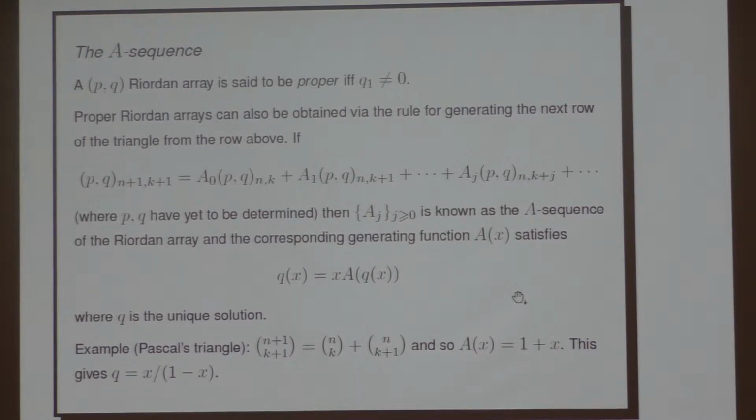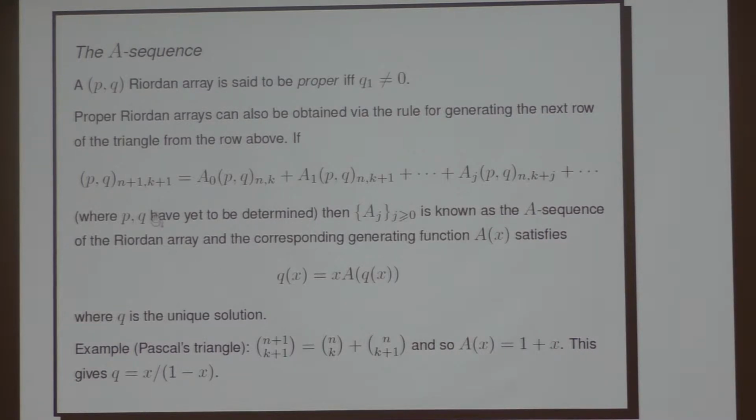Now, it turns out that this generating function will always satisfy this relation here. This is the connection between the Q we were talking about in our Riordan array and this way of defining elements in terms of the row above. So to find Q, if we know A, all we need to do is rearrange this. For example, in the case of Pascal's triangle, we know A is 1 plus x. If you rearrange this, you end up with Q as x over 1 minus x, which is what we had before.